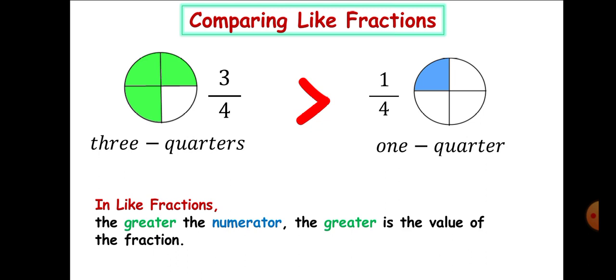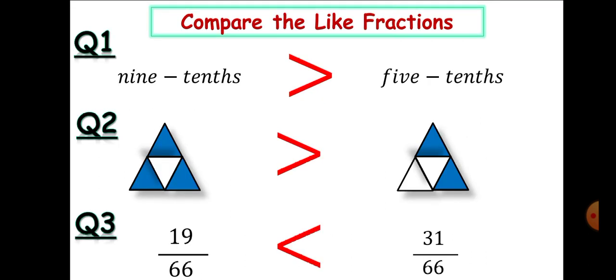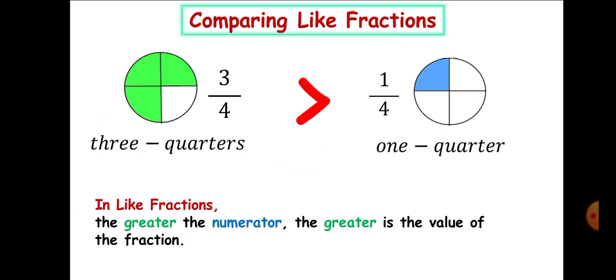Here we have an example where you have to compare like fractions. In the first figure there are four equal parts, and three of them are shaded. That means 3/4. The other figure has four equal parts and one shaded, which means 1/4. So in like fractions, the greater the numerator, the greater the value of the fraction. The denominator is the same, so we have to look at the numerators. Here 3 is greater than 1, so 3/4 is greater than 1/4.